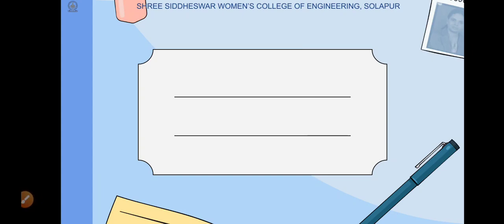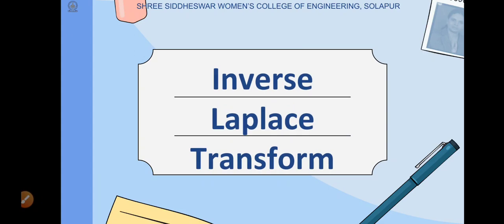We have completed Unit 1 Laplace Transform of M3 syllabus. Now we are going to start Unit number 2, Inverse Laplace Transform. If you are very good at the Laplace transform results and their applications to find the Laplace transform of the given functions of t, then you can easily find inverse Laplace transform of the given functions of s.